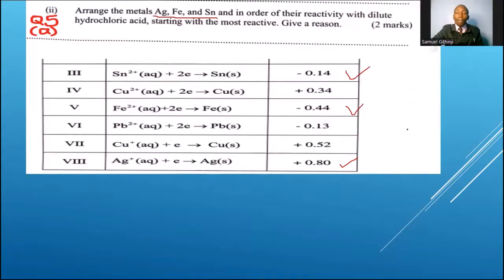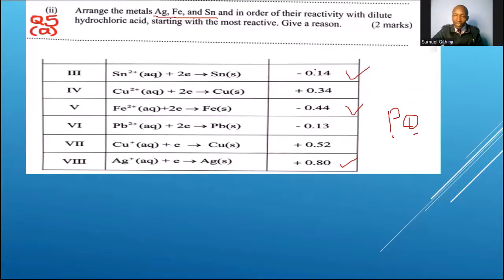We say PO, my student, PO. I mean the most positive is the strongest oxidizing agent. And what do oxidizing agents do? They gain electrons. If they gain electrons, these are metals, they will lose electrons. So the opposite is what we are interested with, that the most negative is the strongest reducing agent.